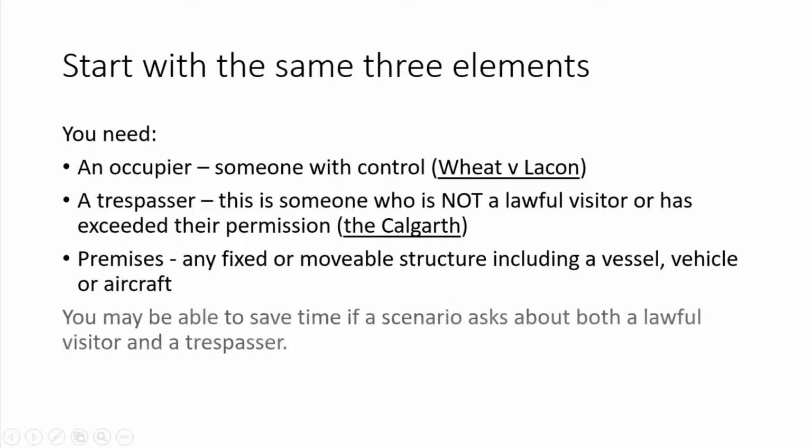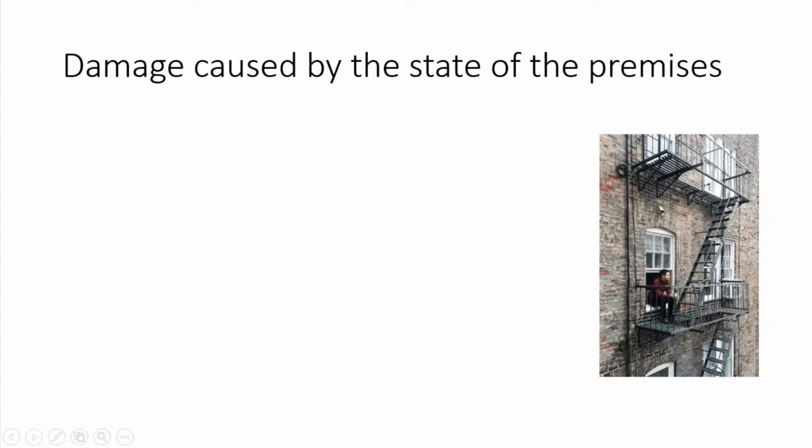Then you need to show what the premises are, a fixed or movable structure including a vessel, vehicle or aircraft. So sometimes if you have a scenario that has got both a lawful visitor and a trespasser in it, you may be able to save time by doing these elements together. The fourth element is the same as well.